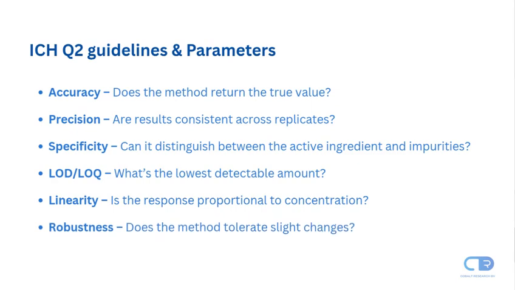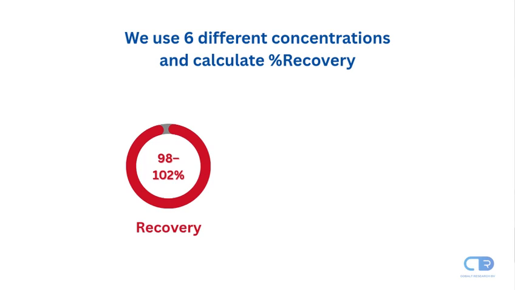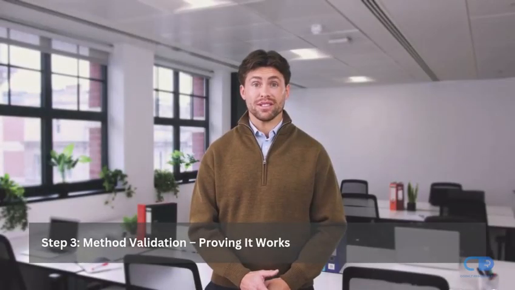Let's say we're validating a method for an API in a capsule. We may use 6 different concentrations and calculate percent recovery. If recovery is between 98 to 102% and RSD is under 2%, the method is acceptable. But if an impurity elutes close to the main peak, you must prove specificity, showing that each compound is clearly separated, even in the presence of degradants.